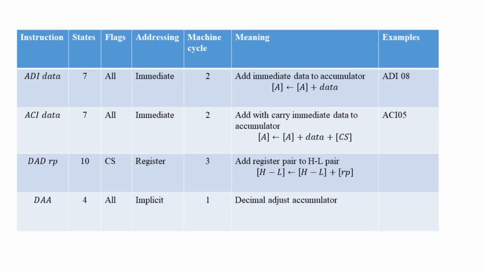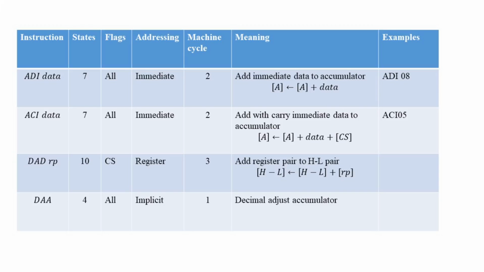When we execute this instruction, ADI 08 means add to the content of the accumulator. If the accumulator is 5, we take the data as 8. So it adds 5 plus 8, and the result, 13, is placed in the accumulator. So the content of the accumulator just changes with the result. Now here the states are 7, and all flags are affected.